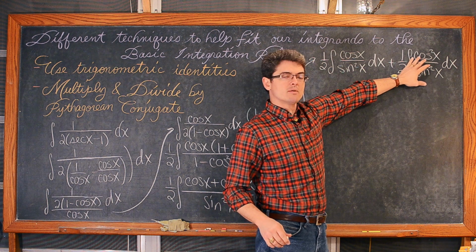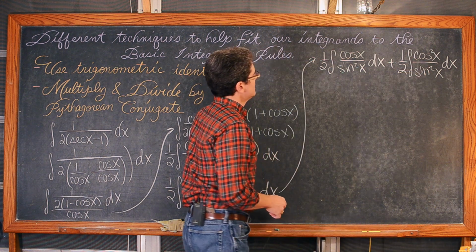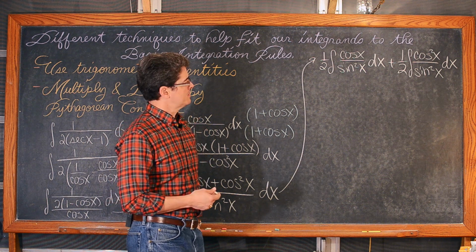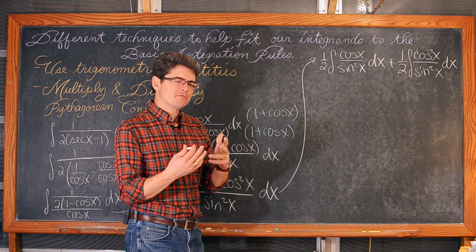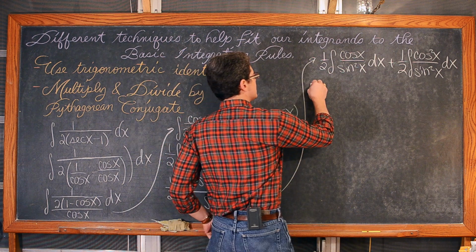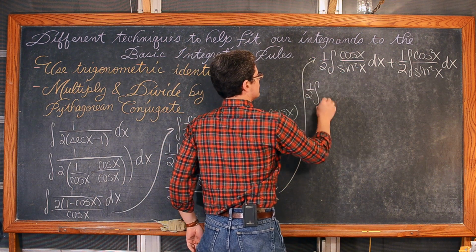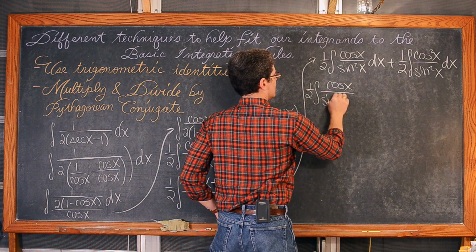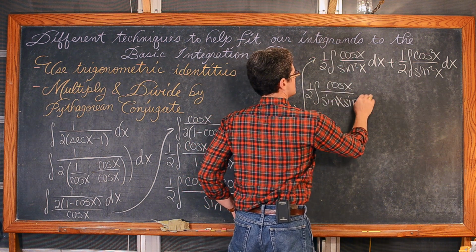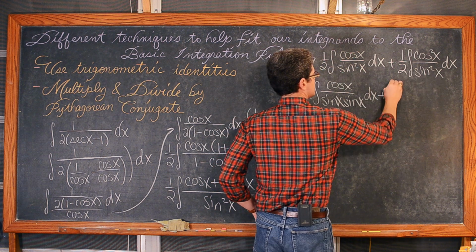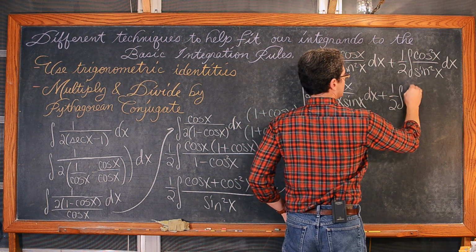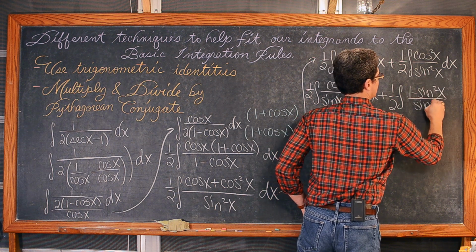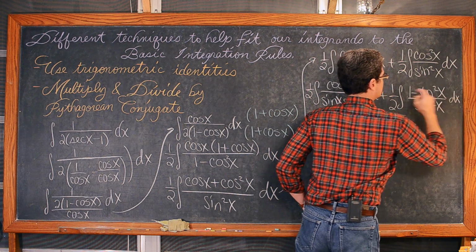Let's go into that 1 minus sine squared here, and all those integration rules with cotangent. There were a couple that had 2 trig functions in the same expression, so let's let this be 1/2 the indefinite integral of cosine x over sine x dx plus 1/2 the indefinite integral of 1 minus sine squared x over sine squared x dx.